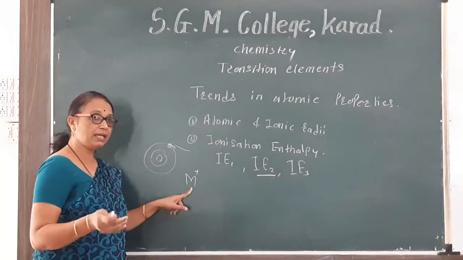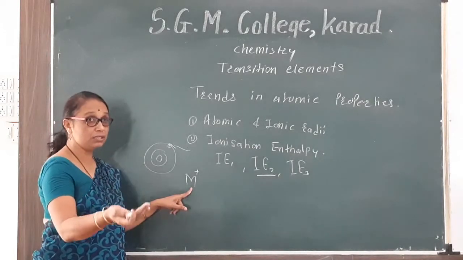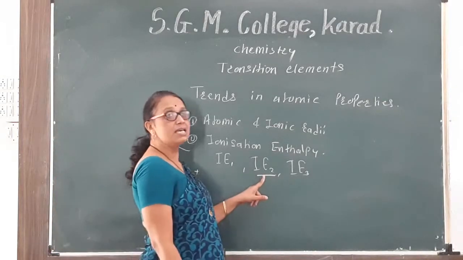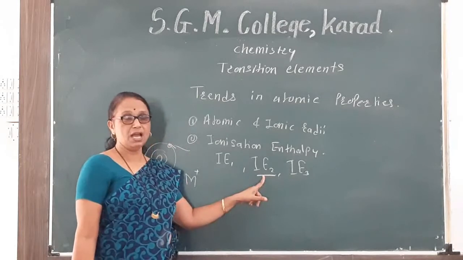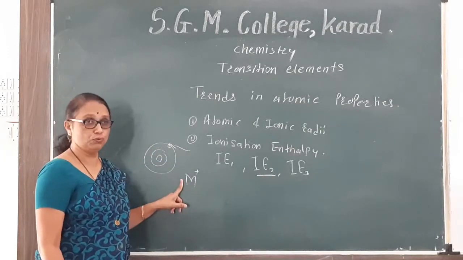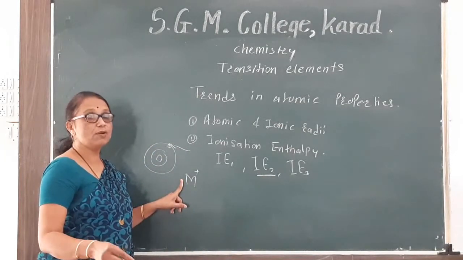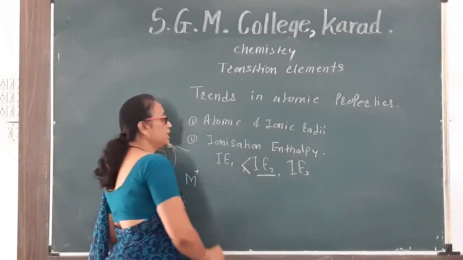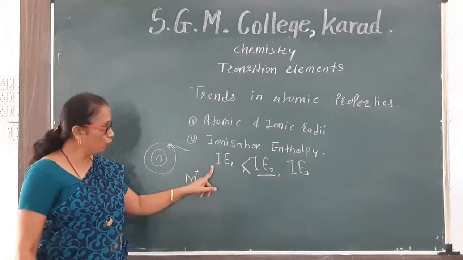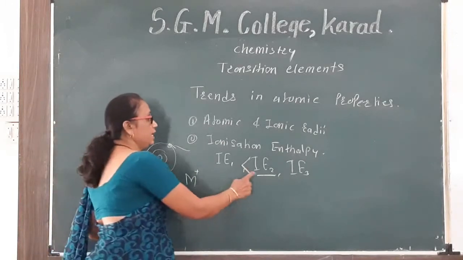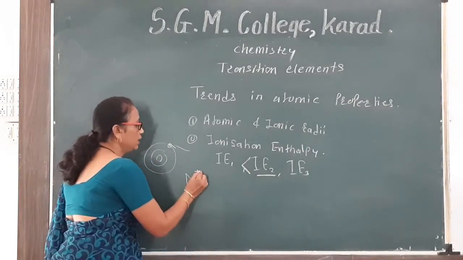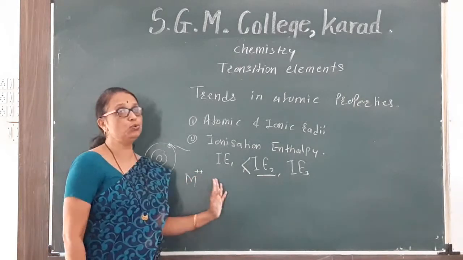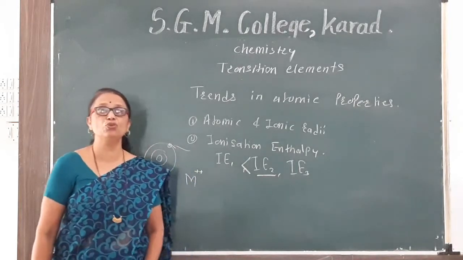the cation is formed. If we want to remove one more electron from the cation, the energy required to remove it is the second ionization enthalpy. It is difficult to remove the electron from the cations, hence IE2 is always greater than IE1. When the second electron is removed, there is a formation of the M+2 ion because two electrons are removed from this neutral atom.